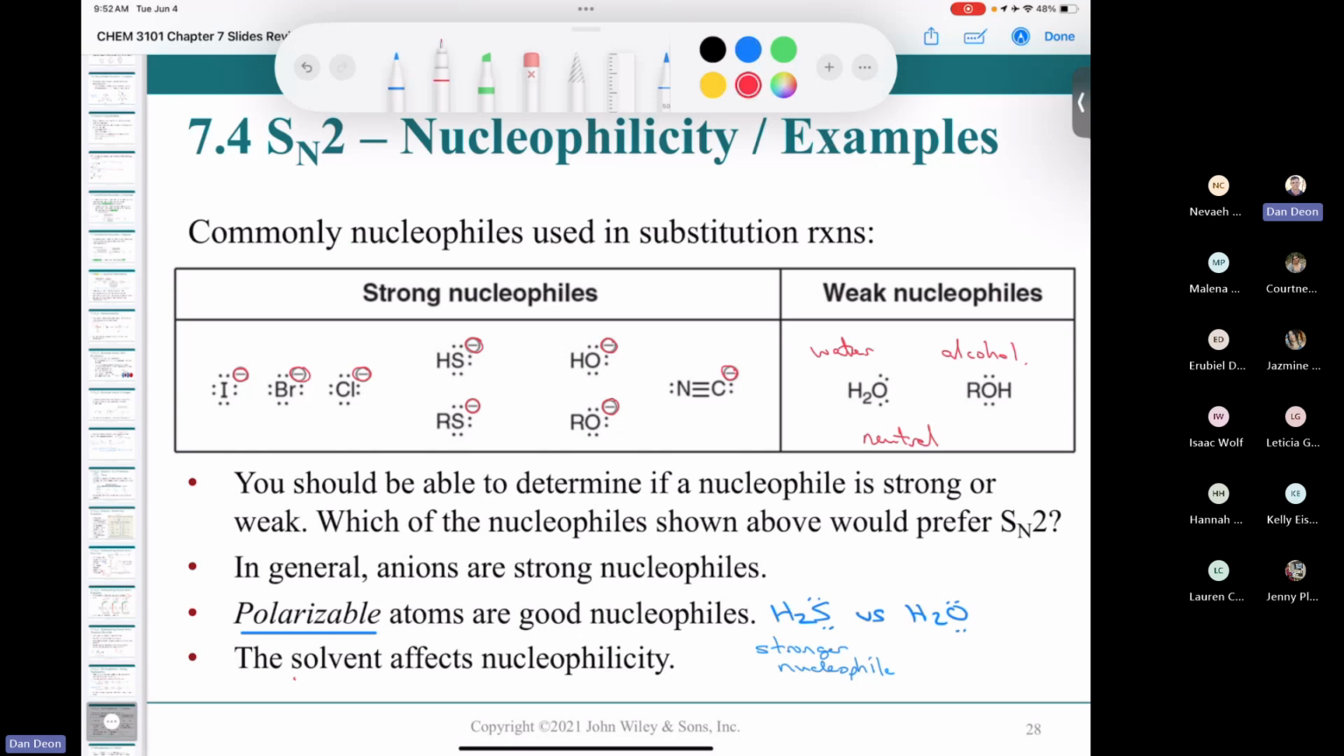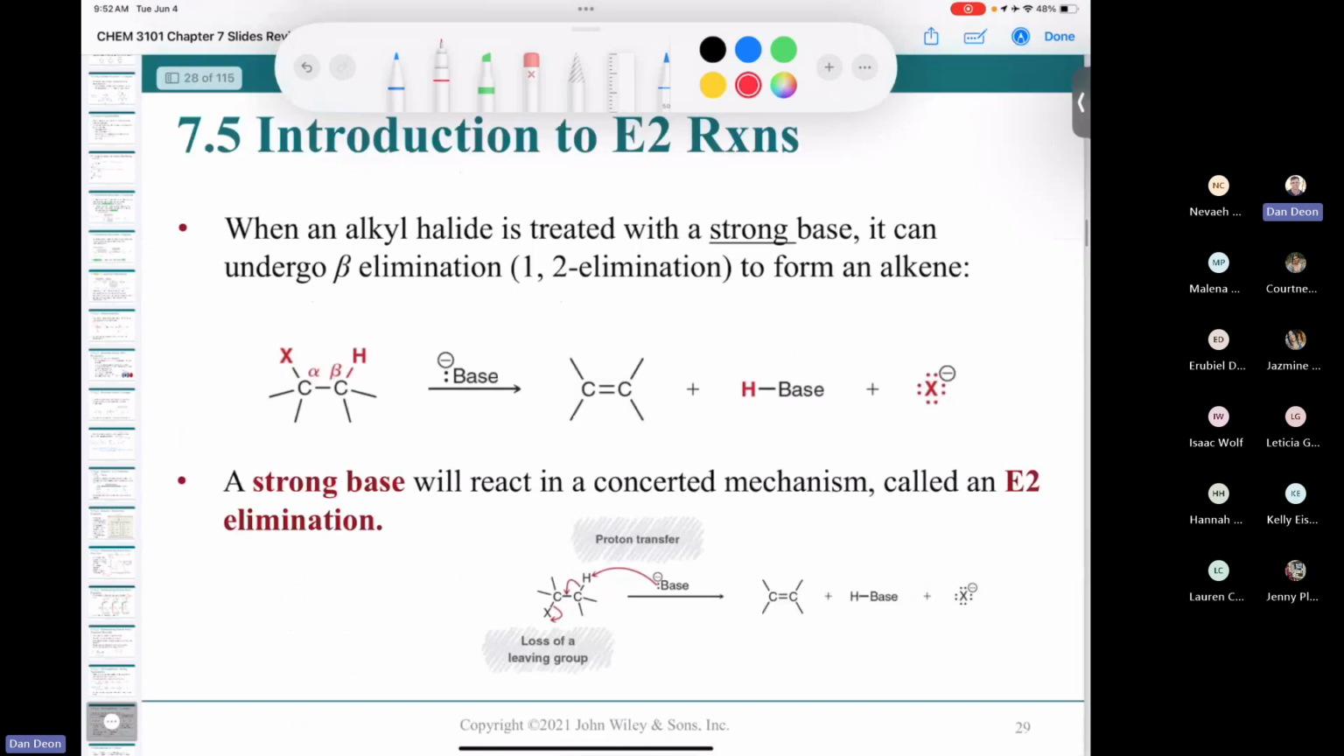Also, solvent affects nucleophilicity. We don't go into a lot of detail on this. I would just say polar aprotic solvents are going to promote SN2 reactions. If you're saying, I know what polar means, but I don't know what aprotic means, aprotic means just incapable of hydrogen bonding. I have that on a slide coming up, so don't worry about it too much yet.